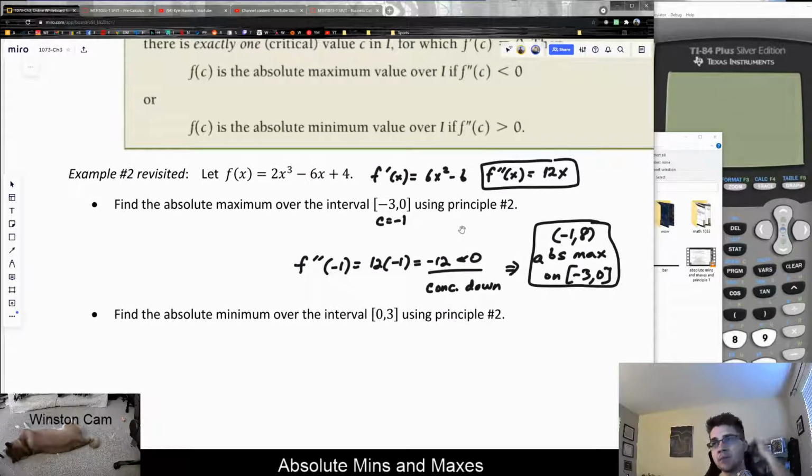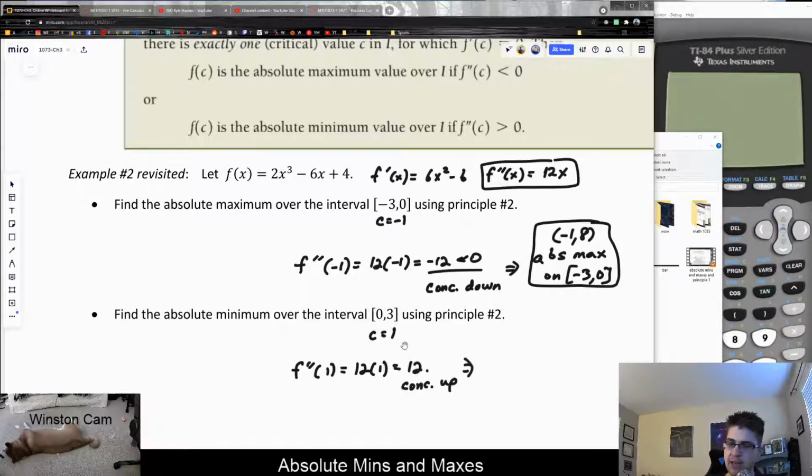And similarly, if we're looking at the interval 0, 3, the critical value there was at +1, and all I have to do is check the second derivative at +1. 12 times 1 is, of course, 12, which is concave up, which implies we have an absolute minimum. Concave up means it looks like this, which means there should be a minimum at the bottom of that type of shape. And it has to be absolute on the interval again, because it was the only critical value, at c is equal to 1 on the interval 0, 3.